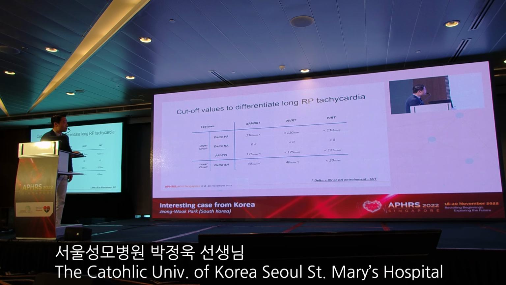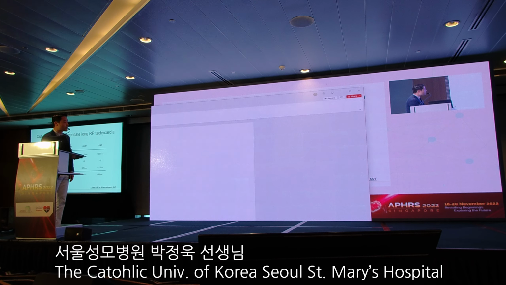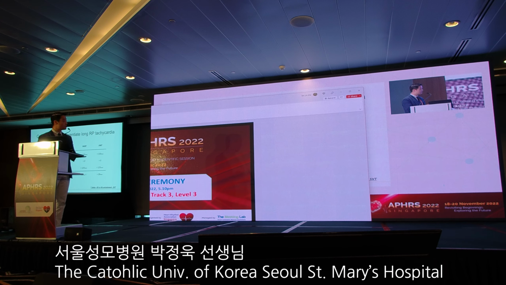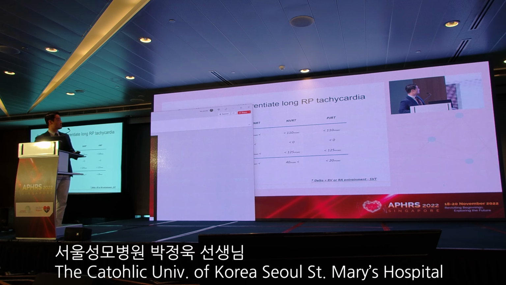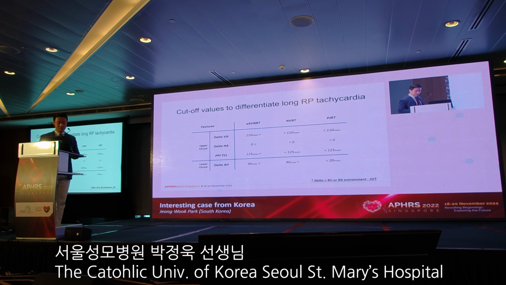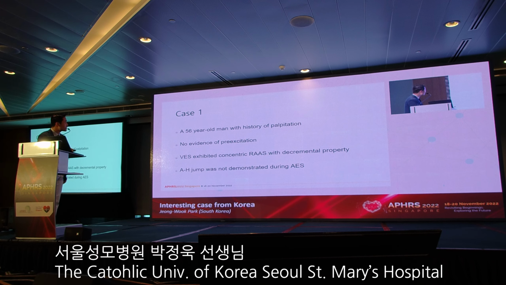Based on these features, long-RP tachycardia can be differentiated by these curve values, but this is not absolute. These values can be calculated by the difference between entrainment and tachycardia. The key is that when the pseudo-interval during tachycardia changes to a true interval, the curve value becomes larger. However, there is not much difference in true intervals. Let's get into the case.